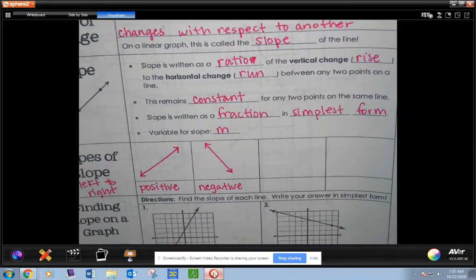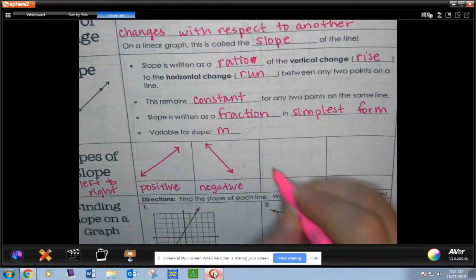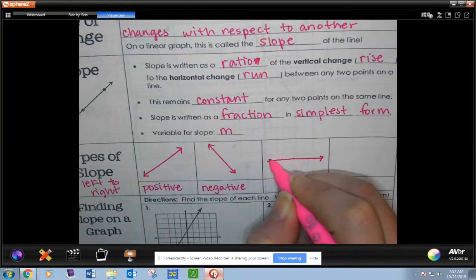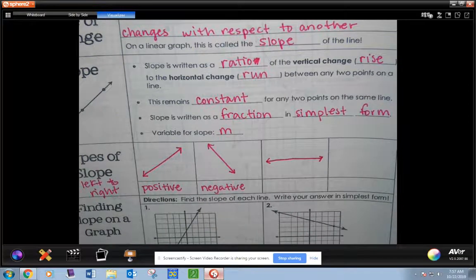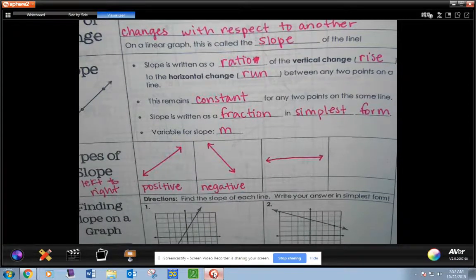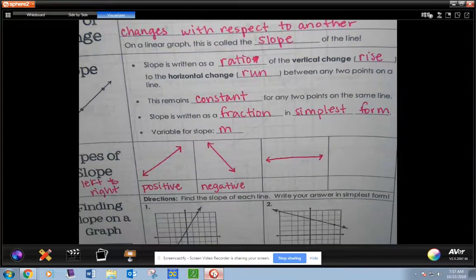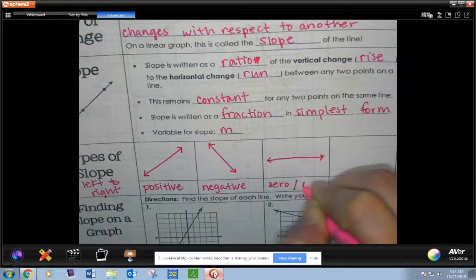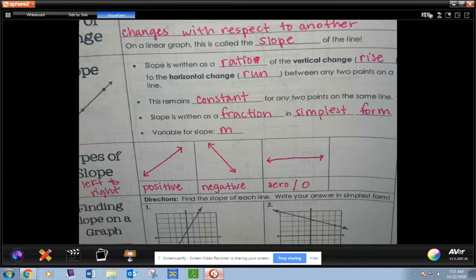Okay, the third slope would be a line going straight across. Does that slope have any rise to it? No, it has no rise to it. So there are 2 ways you can write it. This is a 0 slope, or you can just use the number 0. When you're doing your assignment today for Delta Math, put the number 0. Do not type the word 0, okay? That's it. Straight across is 0.